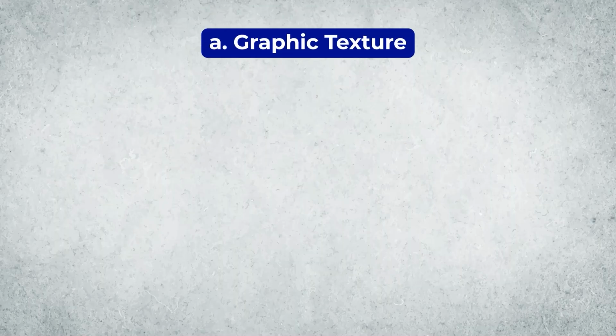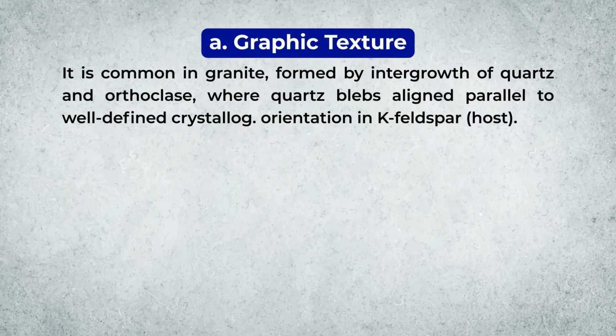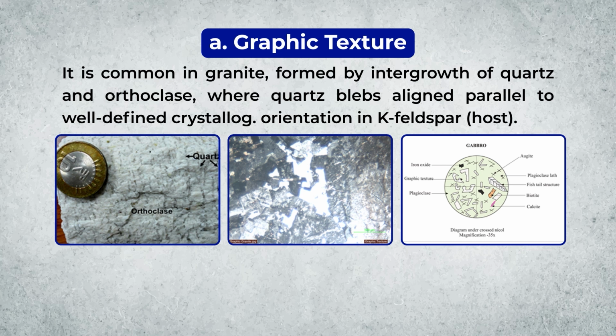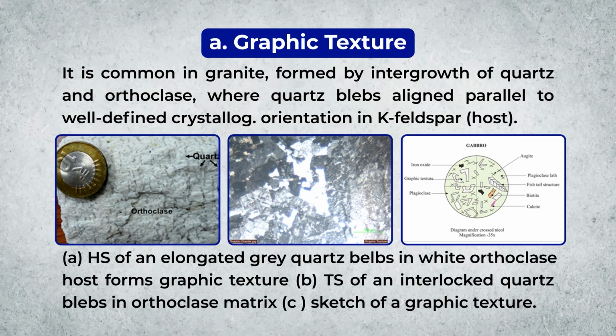Now graphic texture is shown here, which is formed by eutectic crystallization of two mineral components. It is a common texture found in granite formed by intergrowth of quartz and orthoclase, where quartz blades align parallel to the well-defined crystallographic orientation of K feldspar. K feldspar is the host, whereas the other mineral, quartz, is present in the form of blebs. On my left hand side, A has elongated grey quartz blebs in white orthoclase host, forming graphic texture.